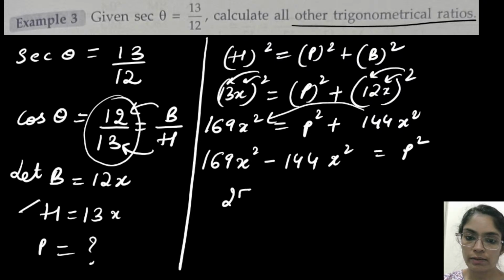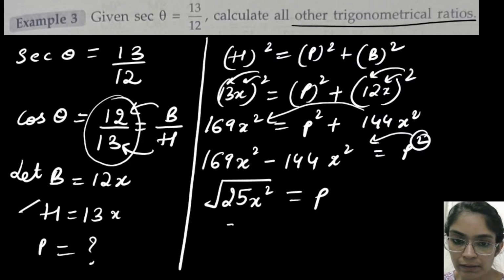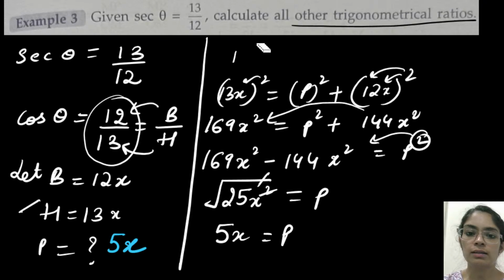This is 25x square when you do the subtraction, and the square, when we shift it to the other side, will become a square root. The square root of 25 is 5, the square root of x square is x, because the square and root get cancelled. So we found the value of p as 5x. Now the remaining trigonometric ratios we can find.